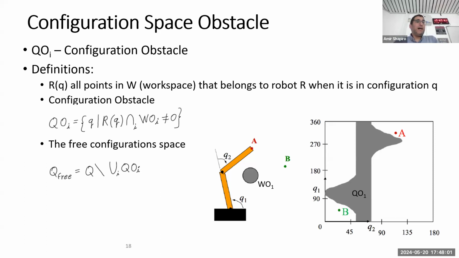And if we say R of Q is all the points in the workspace that belong to robot R when it is in configuration Q, where Q is a vector of all the angles of the arm, then this R of Q is actually where the robot is, where each point of the robot is. So the configuration obstacles are such configurations Q, where Q is a vector.